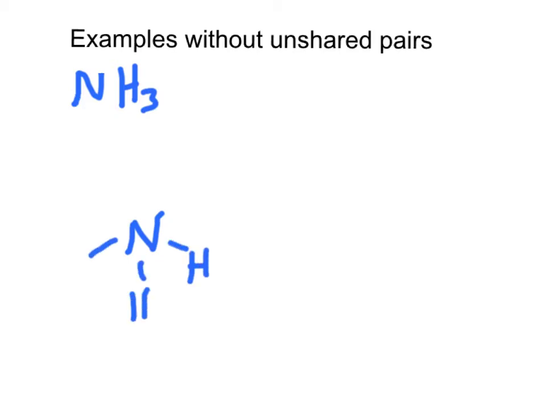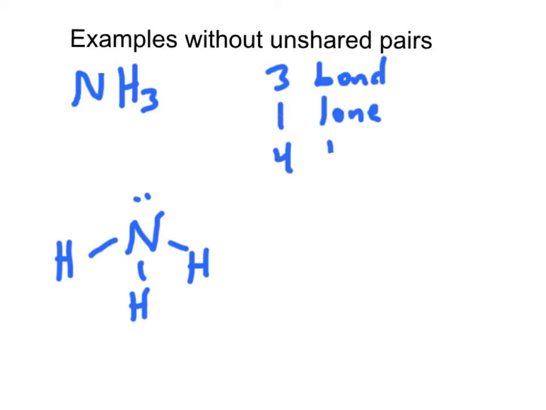Our next example is ammonia that has the formula of NH3. We're going to skip right ahead to the Lewis dot diagram, which winds up having nitrogen with 3 bonding areas, 1 lone pair, and then a total of 4 total electron areas around the central atom.